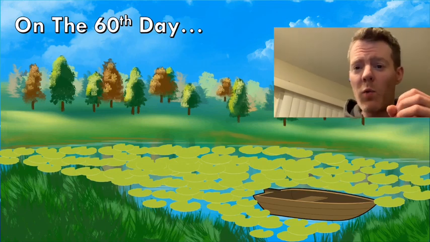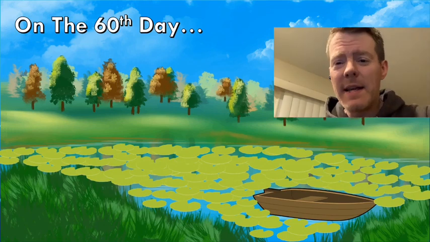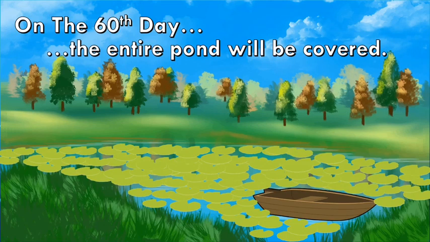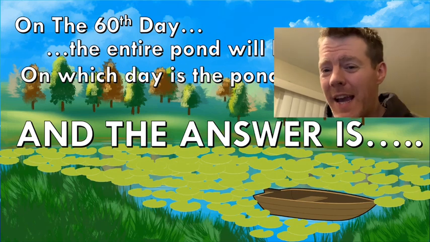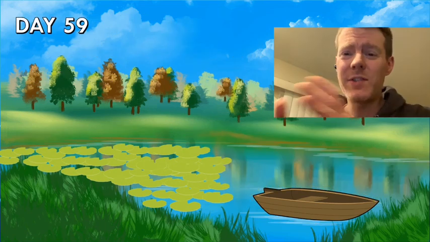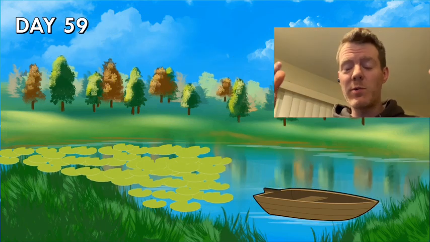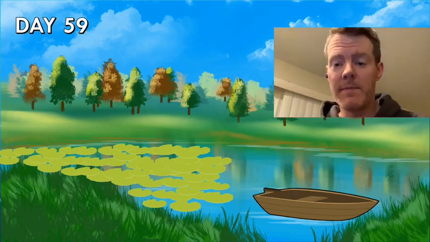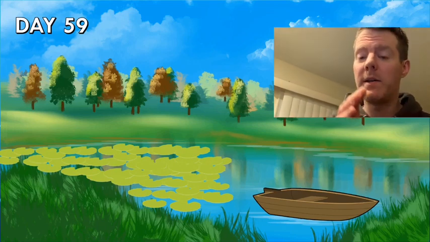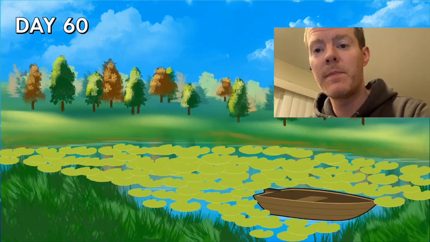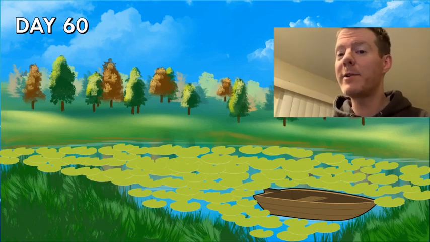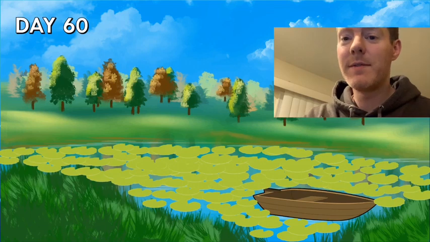Remember, our lily pad starts out with 1, and then it goes to 2, and then it goes to 4. And they said by the 60th day, the entire pond is covered. So what day is half the pond covered? And the answer is day 59. It's actually the day before. And it makes sense when you think about it, because remember, it's always doubling. So if it goes from half the pond on one day, then double that, it's 100% of the pond on day 60. So when will the pond be half covered? The day before that it's all covered.